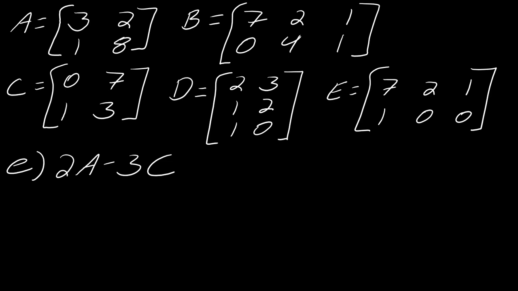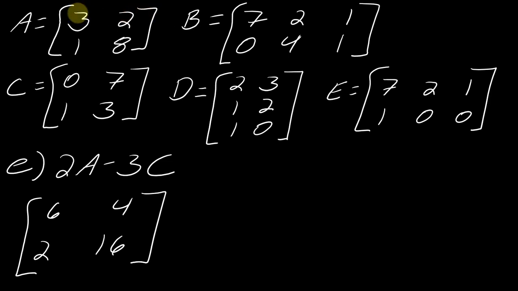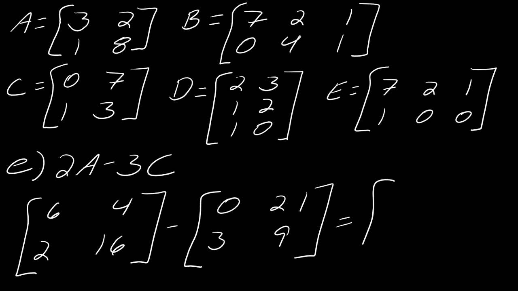Okay, so let's see. I'll go ahead and just set up what 2A is. So this would be 6, 4, 2, and 16. So I'm taking each element in here, right, and multiplying it by 2 to get this. And then minus 3C, so just what is 3C? This would be 0, let's see, 0, 21, 3, and 9. All right. So now if I finish the subtraction, this is going to give me 6, -17, -1, and 7.